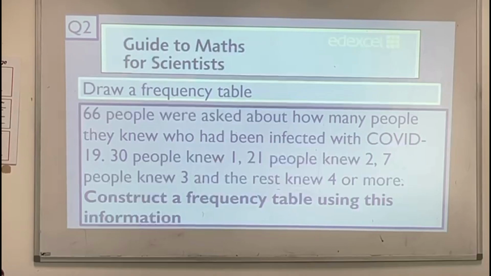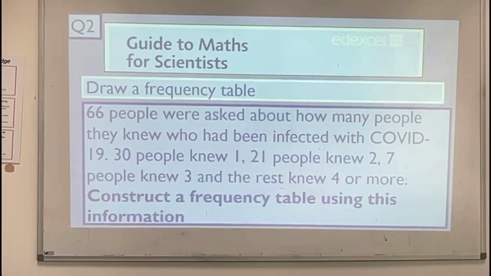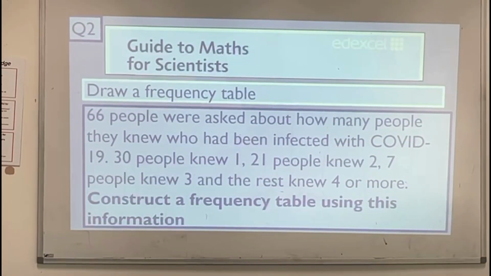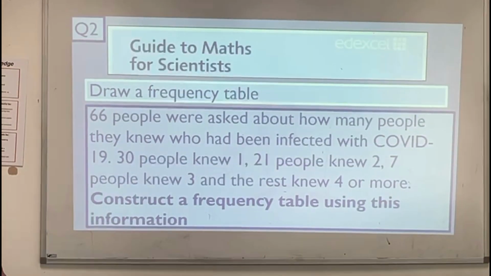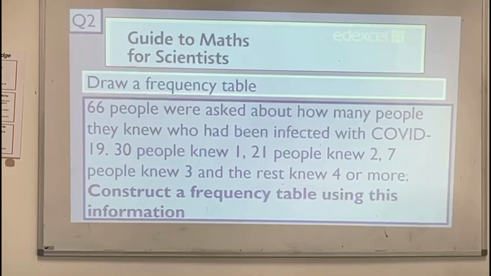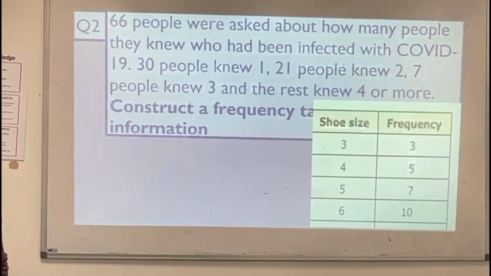So just to check that, what I would like you to do is have a go at this exam question to see if you really understand frequency tables. So 66 people were asked about how many people they knew who had been infected with COVID-19. 30 people knew 1, 21 people knew 2, 7 people knew 3, and the rest knew 4 or more. Construct a frequency table using this information.